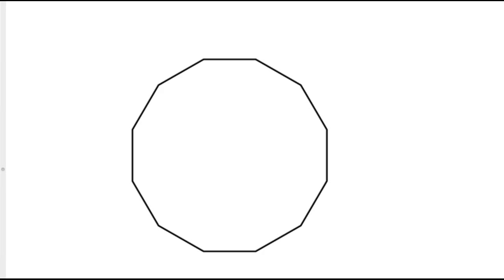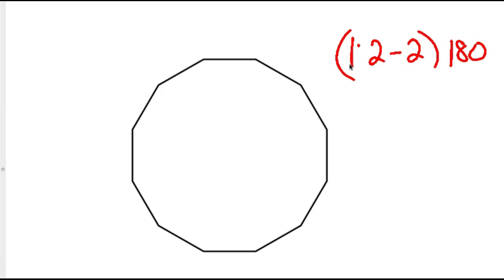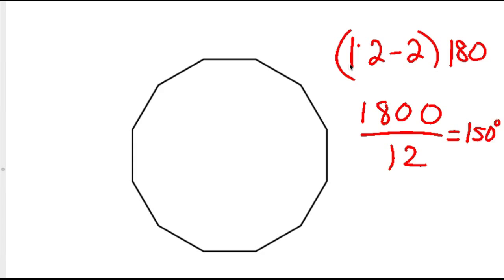And so 12-sided, just really quickly, 12 minus 2 times 180. So 10 times 180, so 1800 is the sum of the interiors. 1800 divided by 12 is 150 degrees. And so every single one of these angles in this regular dodecagon is 150 degrees. So hopefully this helps you understand the interior angles of a polygon.